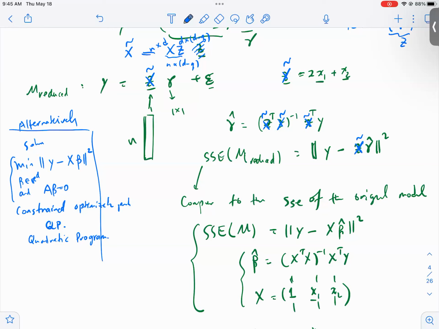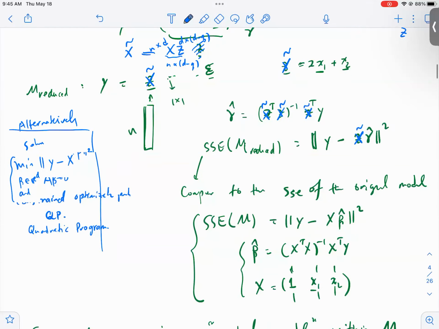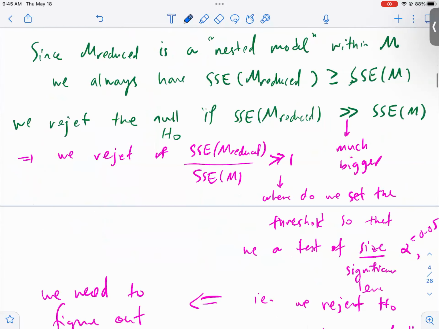Because the reduced model is nested within the full model, the SSE of the reduced model is greater than or equal to the SSE of the full model, so this one is going to be bigger than this one. We saw why last time, and we'll see it again. But how much bigger tells me whether I want to reject the null hypothesis. If the difference is too large, then we would reject. So we compare the SSE of the reduced model to the SSE of the full model. If the ratio is much bigger than 1, then we reject.